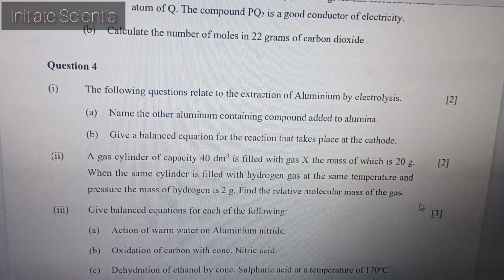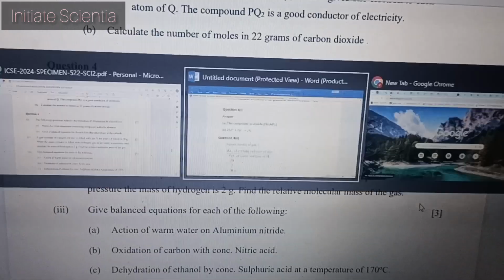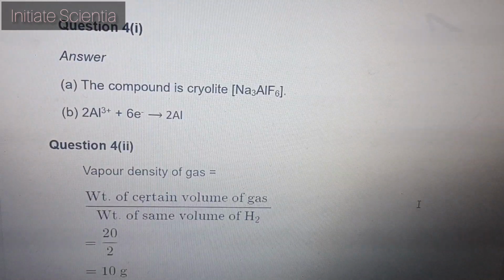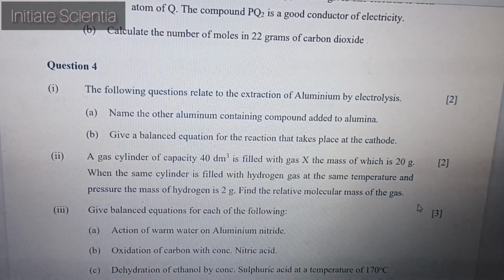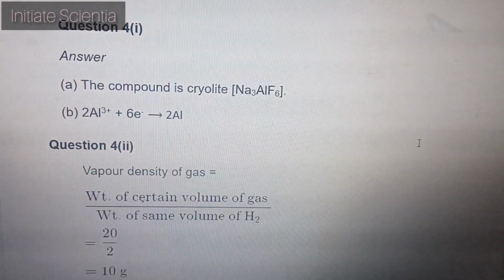Question 4. The following questions relate to the extraction of aluminium by electrolysis. Name the other aluminium containing compound added to alumina. The compound is cryolite, Na3AlF6. Give a balanced equation for the reaction that takes place at the cathode. 2Al3+ plus 6 electrons gives 2Al.